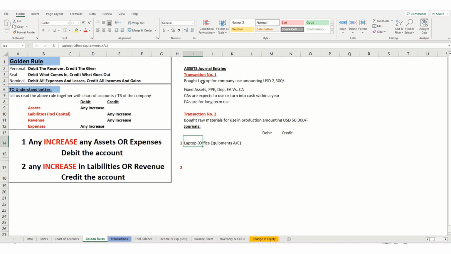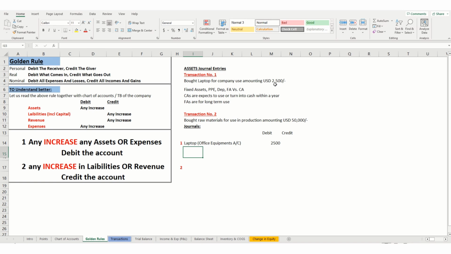So here, bought a laptop for company use amounting to USD 2500. Here, the laptop is increasing. One laptop is increasing. So that is why we are debiting the account. Any increase in assets will be debited with 2500 US dollars. So which account are we going to credit? What happened here is a laptop came into the company, but cash goes out, right? So cash is also an asset, right?